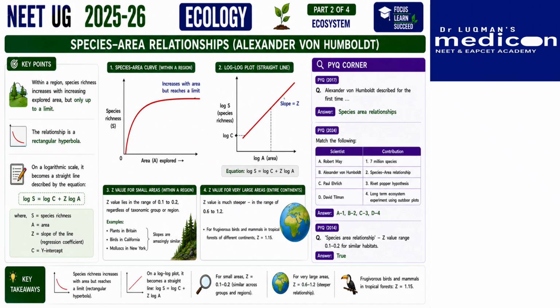Slopes are amazingly similar. Now when the area is very large, the Z value is steeper, in the range of 0.6 to 1.2. For frugivorous birds and mammals in the tropical forests of different continents, Z equals 1.15. You also have to memorize these Z values, along with the examples of the small region and the larger region. He might give you a question that says plants in Britain, a small region, what could be the Z value? So you have to memorize the examples of regions, and if the region is smaller, what is the Z value, and if the region is larger, what is the Z value. You have to know this.